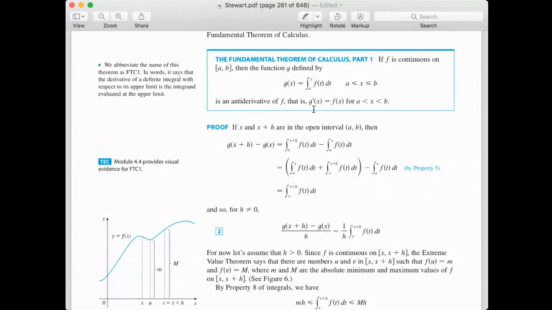All right, and the second condition: g and f, of course, have to be differentiable in the open interval from a to b.